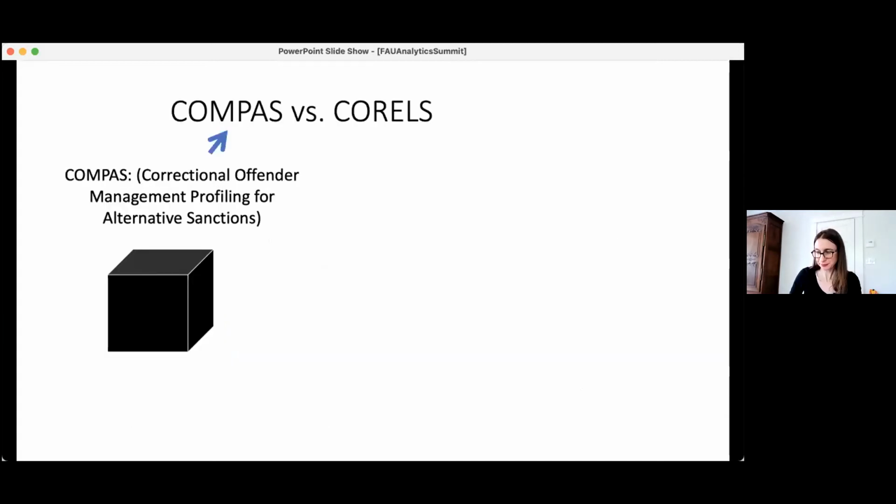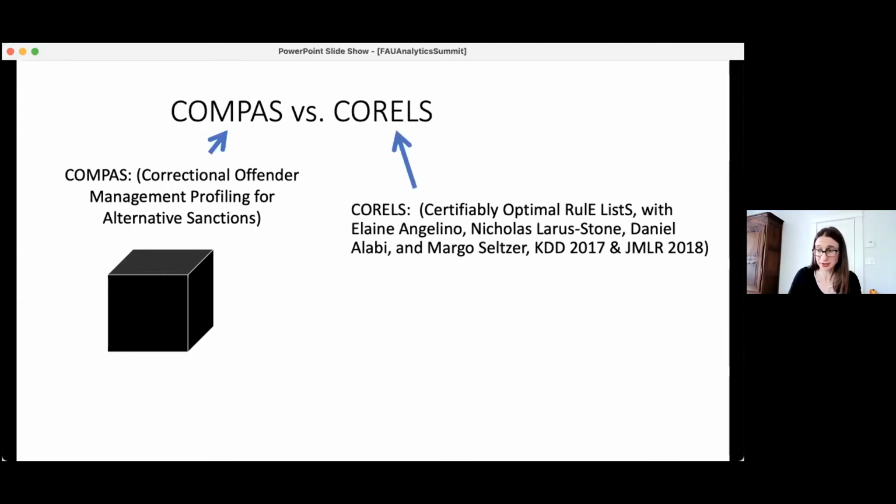So we took the COMPAS scores and we compared them to the predictions from an algorithm that was like the most recent algorithm coming out of our lab. It's called CORELS. CORELS is an algorithm that produces little tiny if-then rule-based models. So we said, all right, we don't know how well this is going to work. We'll take the data from Florida and send it into our machine learning model and we'll see what we get. And we got a model that was so tiny that I can fit it on the bottom of a PowerPoint slide. So here's the model.